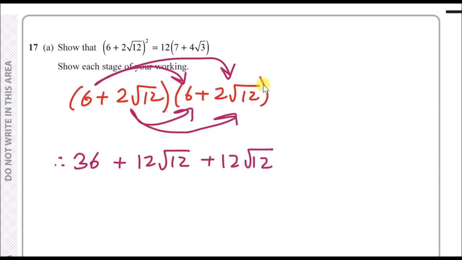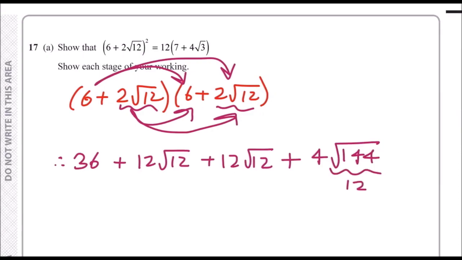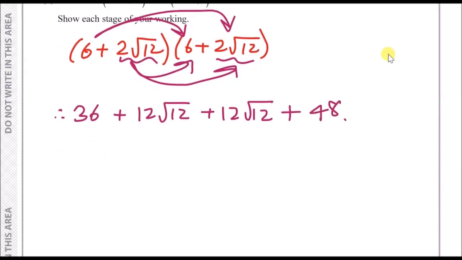And then we've got this term times this term. Again, you times whole of whole, surd of surd. So you're going to get plus 4 root, well, 12 times 12 is 144, and the square root of 144 is 12. So essentially, this is 4 times 12, which is 48. So plus 48.